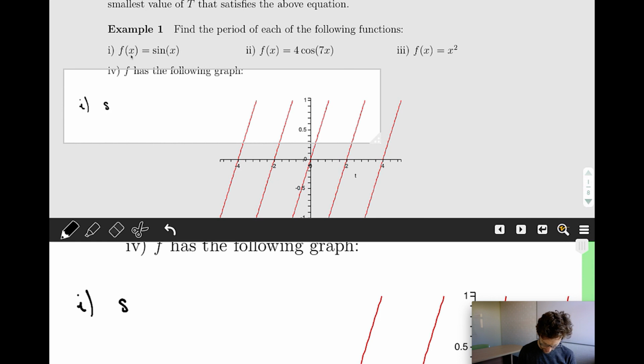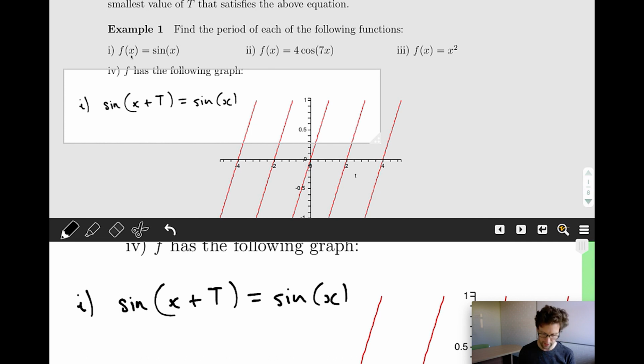So let's write sin(x + T) = sin(x). So I'm just stating that f(x + T) = f(x). That's our definition of a periodic function. So what is the smallest value of big T that I can put in there? Well, have a think about sine of x and what it represents.